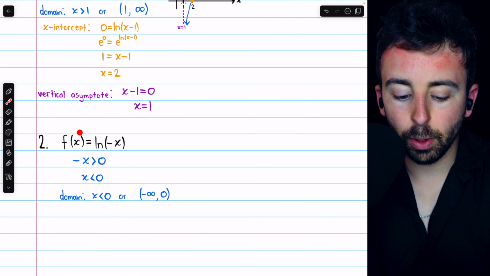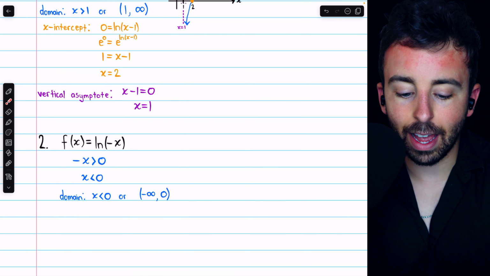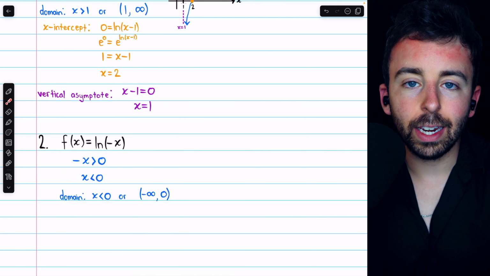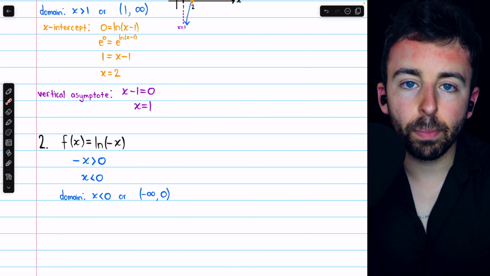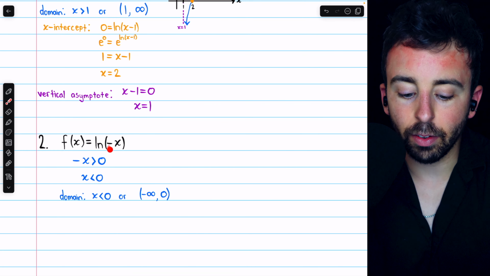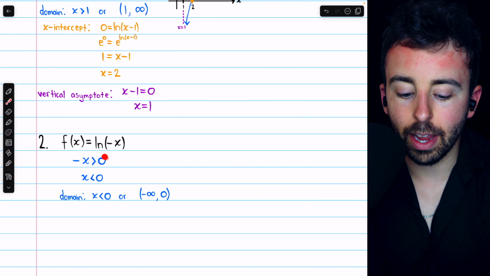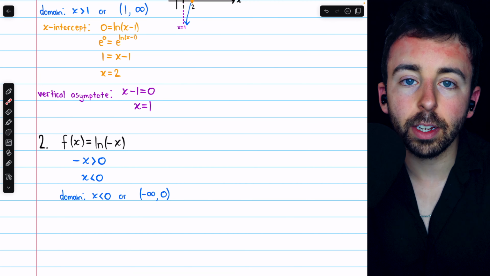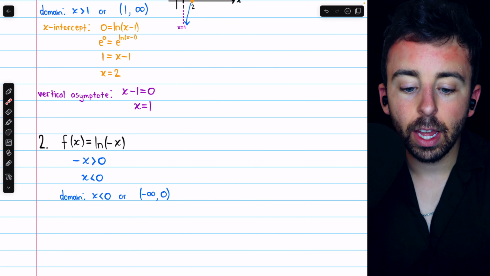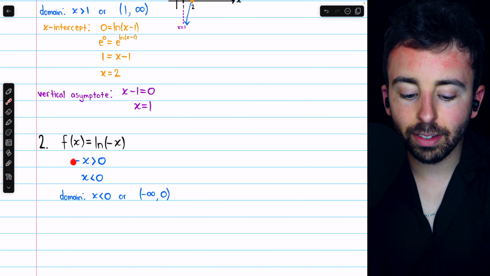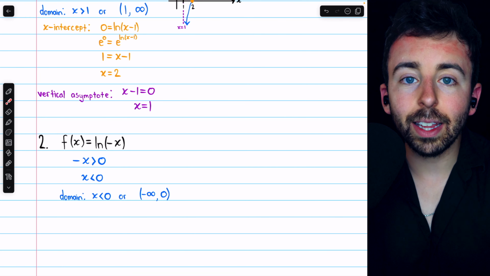Here's our second example, f of x equals ln of minus x. Again, we begin with the domain. Take the argument, or the input, of the natural log function, negative x, and set it greater than 0, because it has to be positive for natural log to be defined. Then, multiplying both sides of this inequality by negative 1, we get the domain.